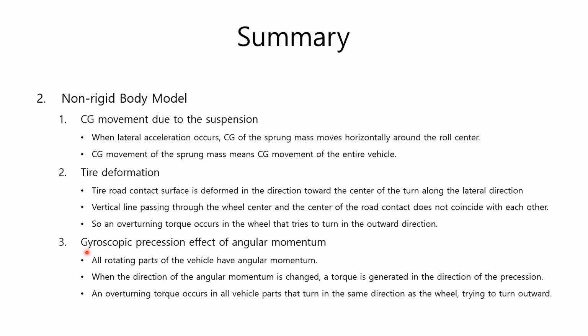The gyroscopic precession effect of angular momentum is also considered. All rotating parts of the vehicle have angular momentum. When the direction of the angular momentum is changed, a torque is generated in the direction of the precession in the vehicle parts that have momentum. An overturning torque occurs in all vehicle parts that turn in the same direction as the wheel, trying to turn outward.